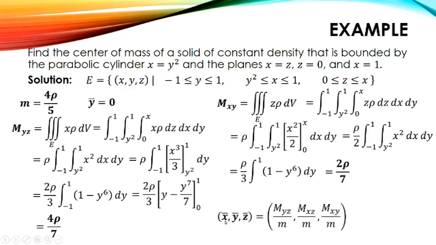The coordinates of the center of mass would be (x bar, y bar, z bar), which is equal to the moments divided by the mass. Since y bar is equal to 0, the y coordinate would be 0. And 4 rho over 7 divided by 4 rho over 5 is equal to 5 over 7, canceling out the 4 rho. And 2 rho over 7 divided by 4 rho over 5 is 5 over 14. So this is the coordinate of the center of mass of the solid.